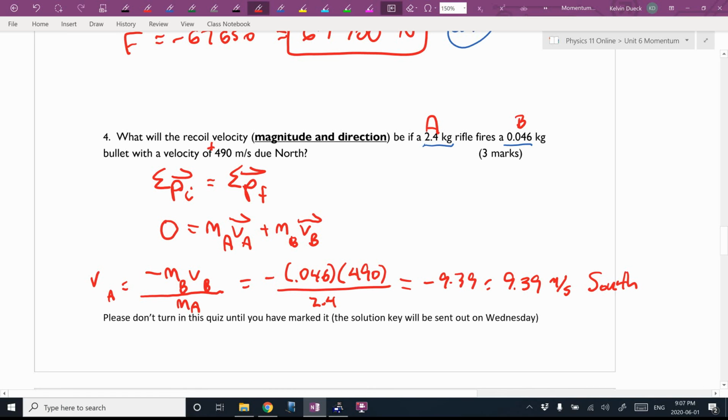south. For 3 marks, I would give you half mark for the direction, half mark for the magnitude. I would give you 1 whole mark if I saw that line somewhere. You know what? I did say I would give you a half mark just if you wrote down that it was conservation of momentum. So I would go half mark for that equation, and then a half mark for the numbers, and there's your 3 marks.